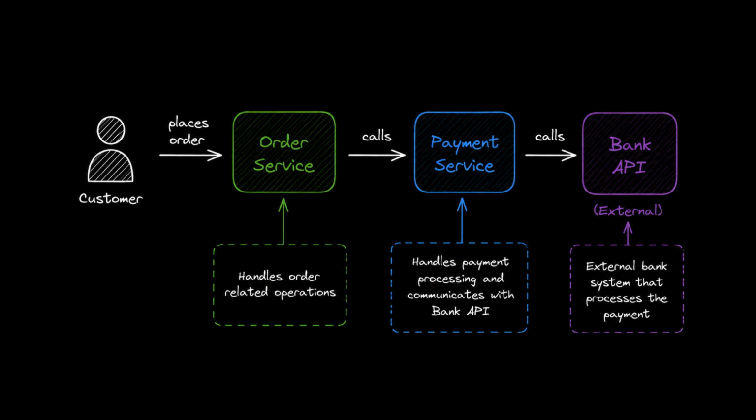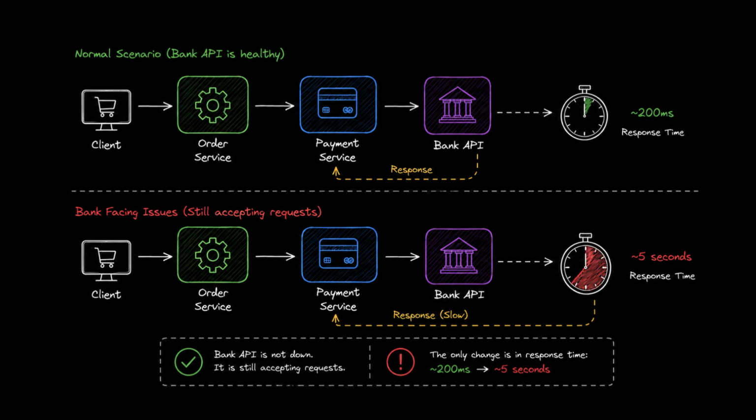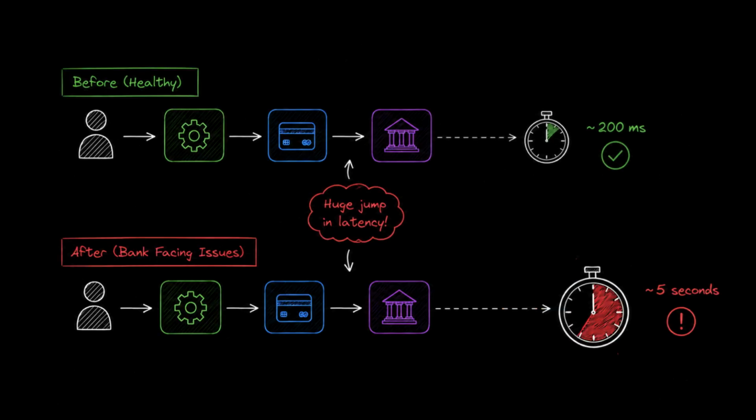Suppose we have built an e-commerce application. Whenever a customer places an order, the order service calls the payment service, and the payment service internally calls an external bank API to process the payment. Assume the bank API responds within around 200 milliseconds, but now imagine the bank is facing some issue. The bank API is not completely down, it is still accepting requests, but instead of responding within 200 milliseconds, it starts taking 5 seconds. This is a huge jump in latency.